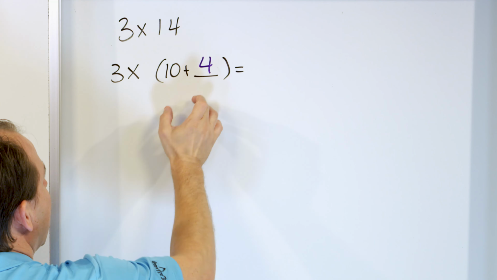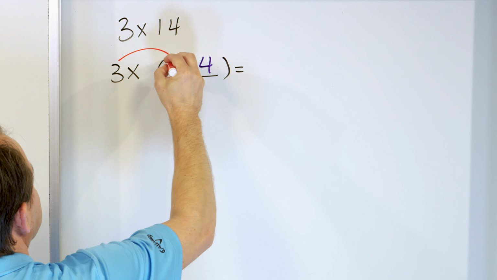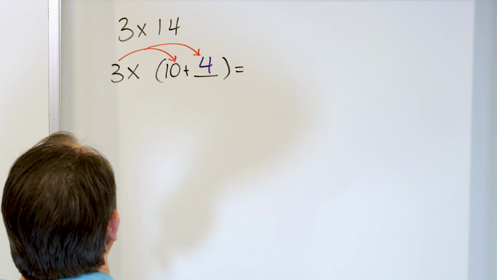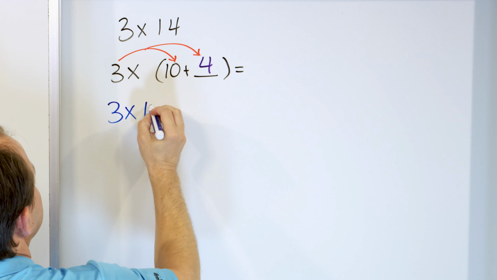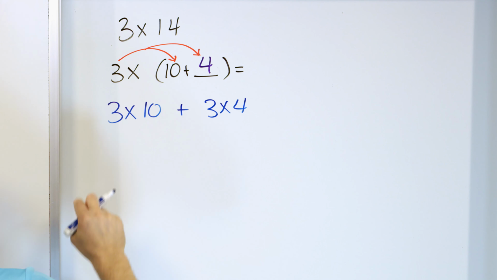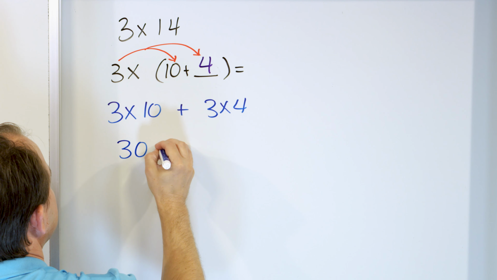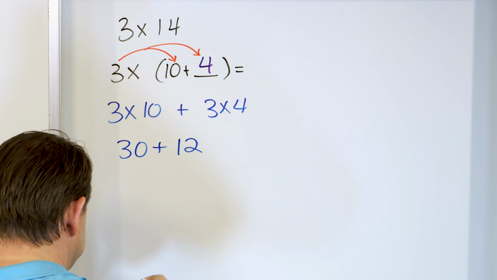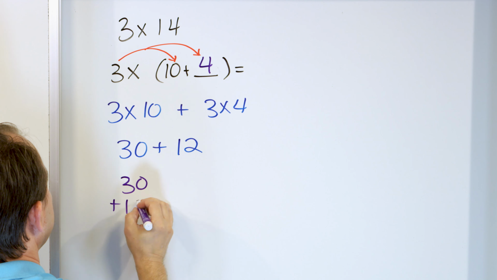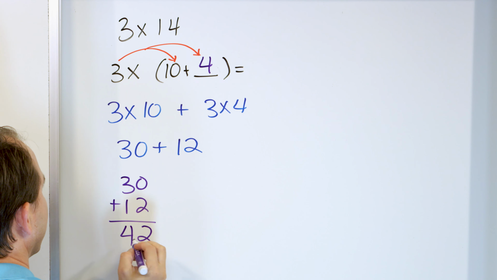But I know how to break this thing up, so what I will do is I will say I have a 3 multiplied on the outside, so it gets multiplied times the 10, and it also gets distributed in and multiplied times the 4. So what I have is 3 times 10, and I have a plus sign, 3 times 4. And when I have multiplication and addition in the same line, I always multiply first. So 3 times 10 is 30, and then 3 times 4 is 12. So I go down here and I say, well, what is 30 plus 12? 2 plus 0 is 2, and 3 plus 1 is 4. So the answer is 42.